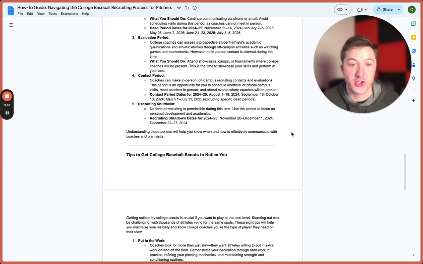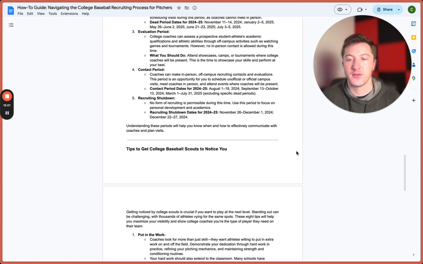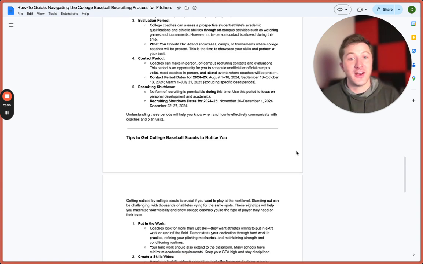And then there's the recruiting shutdown, where there is no form of recruiting permissible during this time. Use this period to focus on your personal development and your academics. And these dates usually run around Thanksgiving and Christmas, right? In kind of like the week that includes Thanksgiving and the week that includes Christmas. By understanding this period, you will know when and how to effectively communicate with coaches and plan visits.